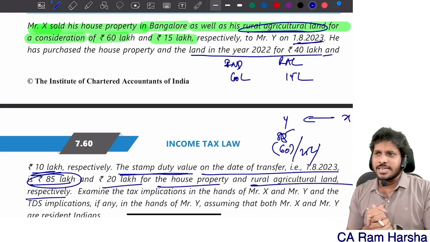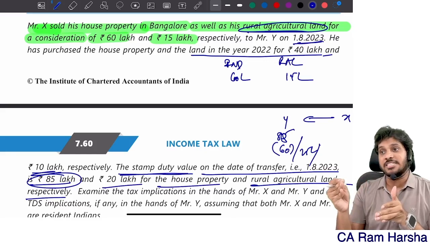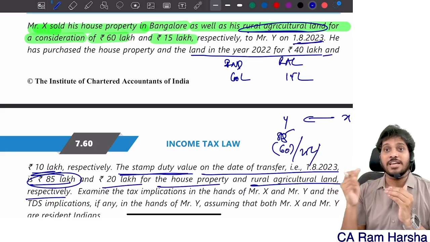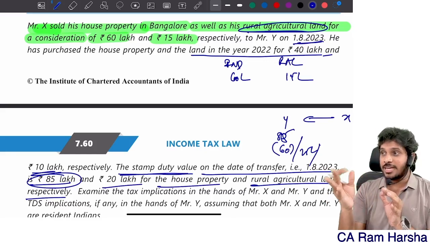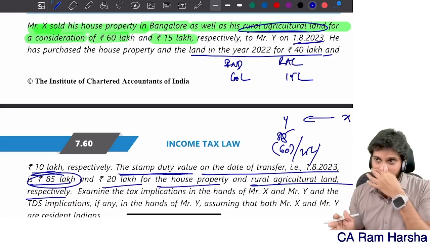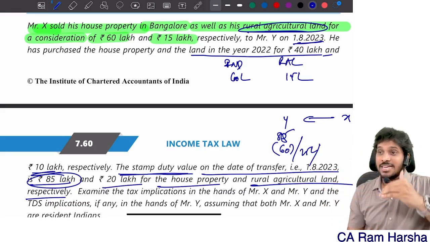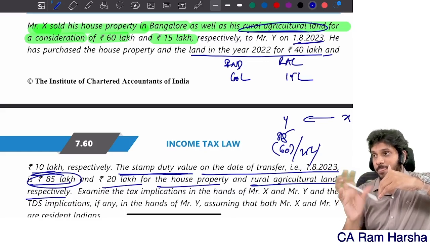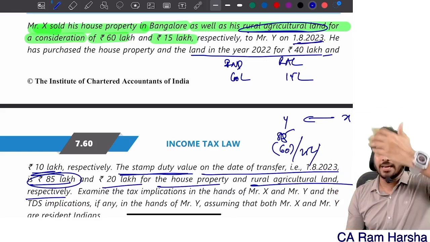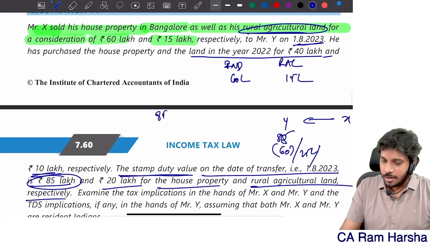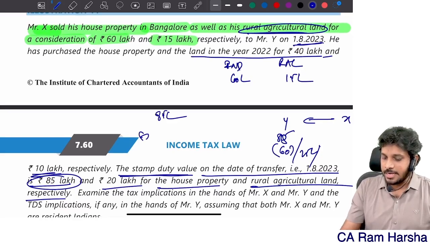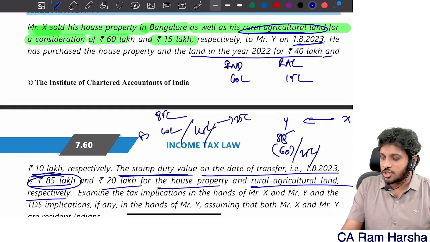Now what about X? He is the seller, right? Immovable property, 50C. As per 50C, whenever you are selling an immovable property, the full value of consideration shall be stamp duty value or actual consideration, whichever is higher. How much is it? 85 lakh. Yes or no? Minus what is the cost of acquisition? 40. Therefore, 45 lakhs will be short-term capital gain.